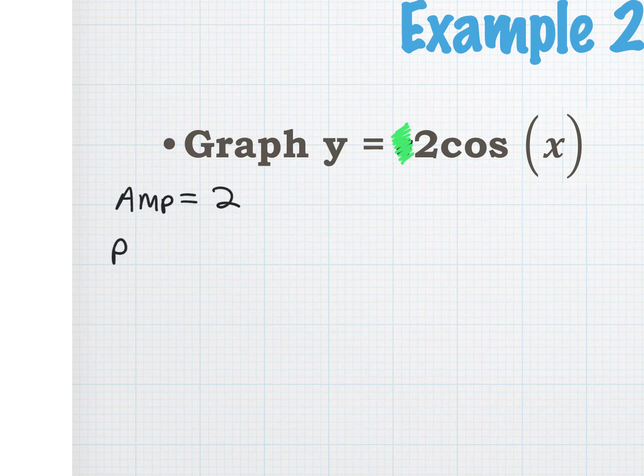All right, how do we get our period? Good, 2 pi over whatever's inside with the x. I don't see a number there. What does that mean? That it's 1, right? 2 pi divided by 1 is just 2 pi. So that means our cycle is complete after 2 pi units.